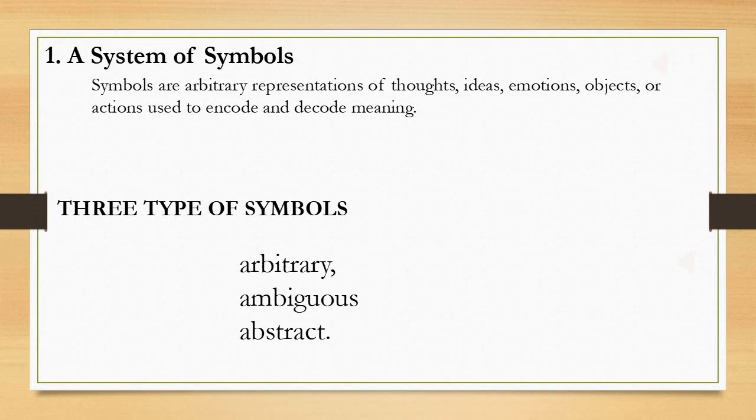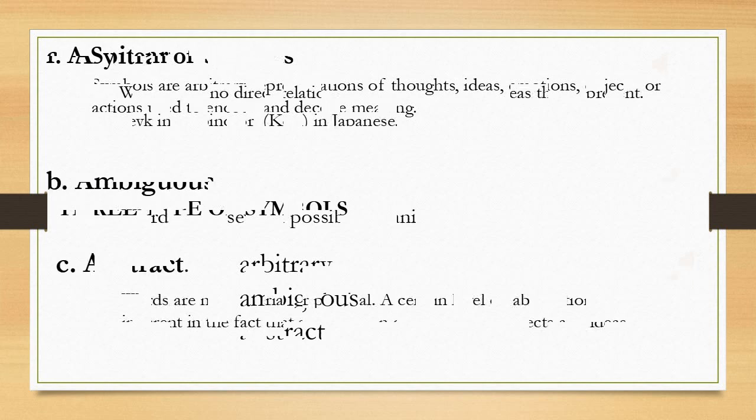A system of symbols. Symbols are arbitrary representations of thoughts, ideas, emotions, objects, or actions used to encode and decode meaning. Symbols have three distinct qualities. They are arbitrary, ambiguous, and abstract.